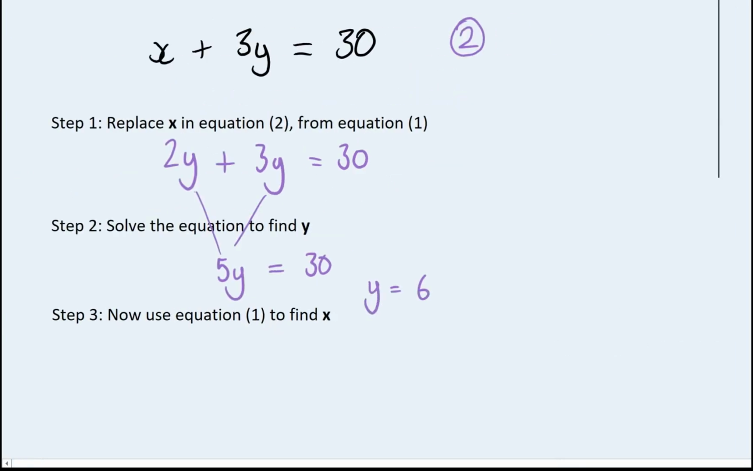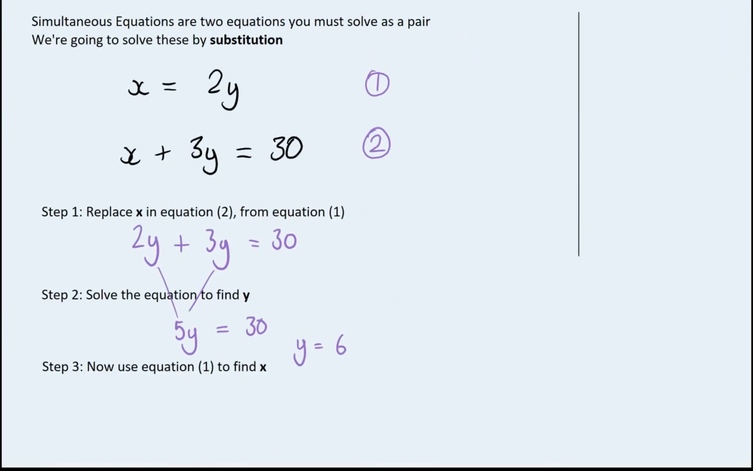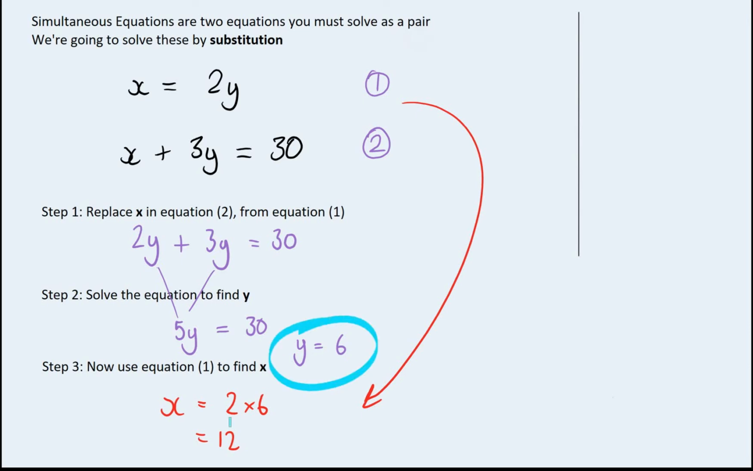Now step 3, I need to go back to equation 1, back to this equation here to find x. x equals 2 lots of y, so that means x is going to equal 2 lots of 6, which is 12. Again, that's my solution. And as always, don't forget to find a solution for both x and y. It's quite easy to forget the last little step.